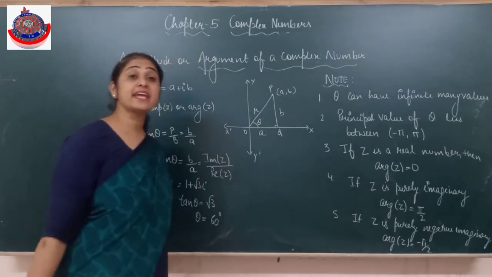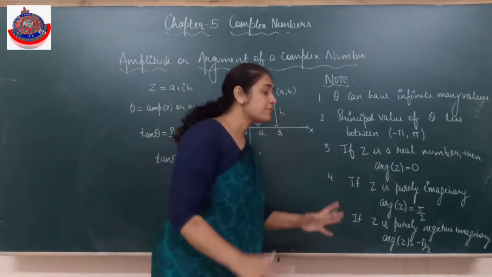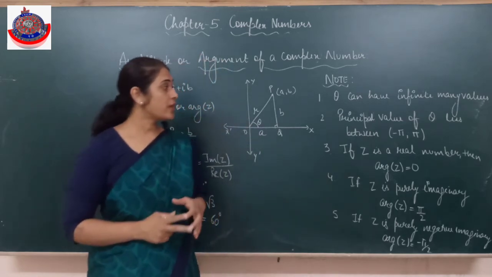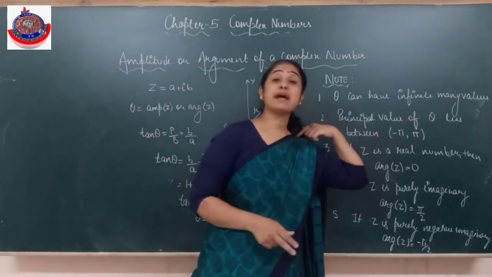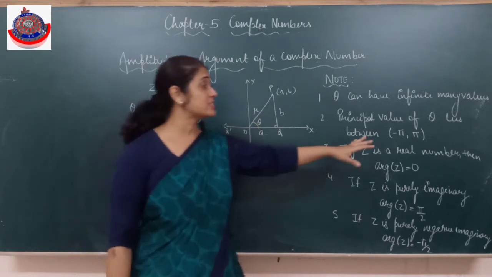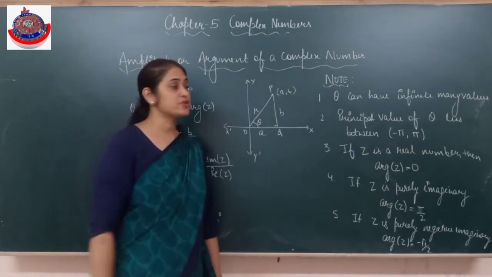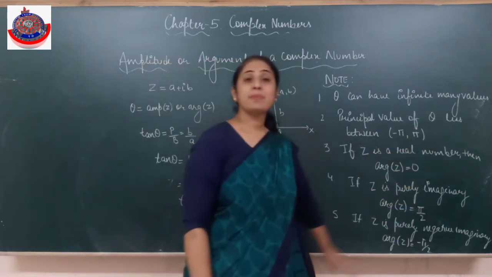It can have infinite many values, but there is a principal branch, where this theta will lie between minus pi to pi. Minus pi to pi means minus 180 to 180. We have seen in our basic concept of trigonometry, minus pi to pi.